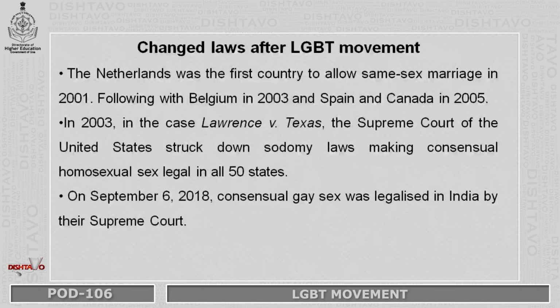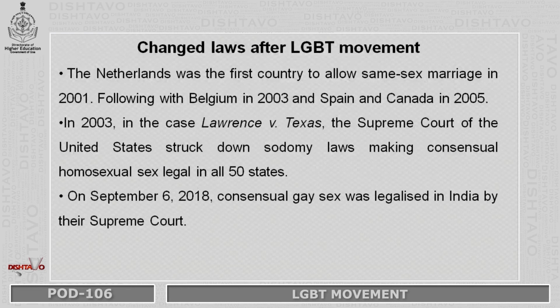So let us see what laws have changed after the LGBT movement and which are still in the process of change. The Netherlands became the first country to allow same-sex marriage in 2001. It was followed by Belgium in 2003, and Spain and Canada in 2005. And after that, 25 to 30 countries have allowed same-sex marriage.